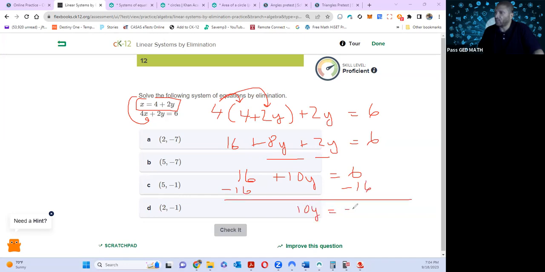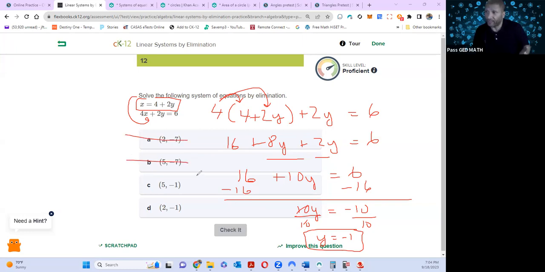10y equals -10. Divide both sides by 10. The 10s cancel. I'm left with y equals -1. Did I still get y is -1? So when y is -1, I know it can't be A. I know it can't be B, because y is -1 there. So now, you check your multiple choice, because sometimes you can eliminate three answers, so you don't have to solve for x.